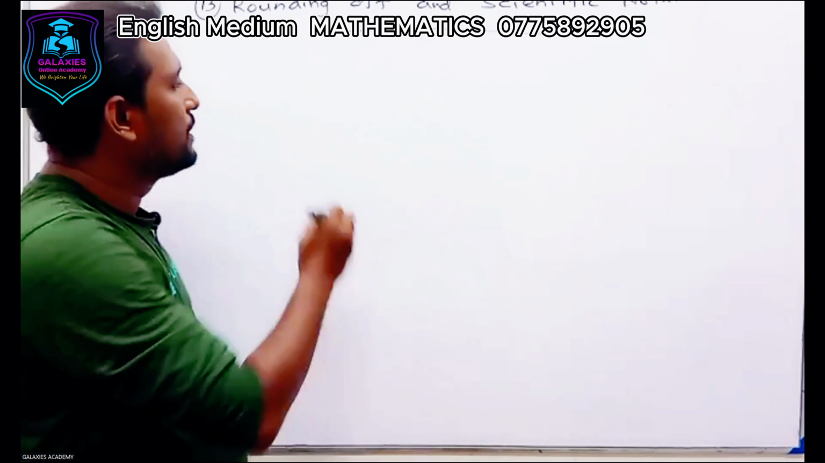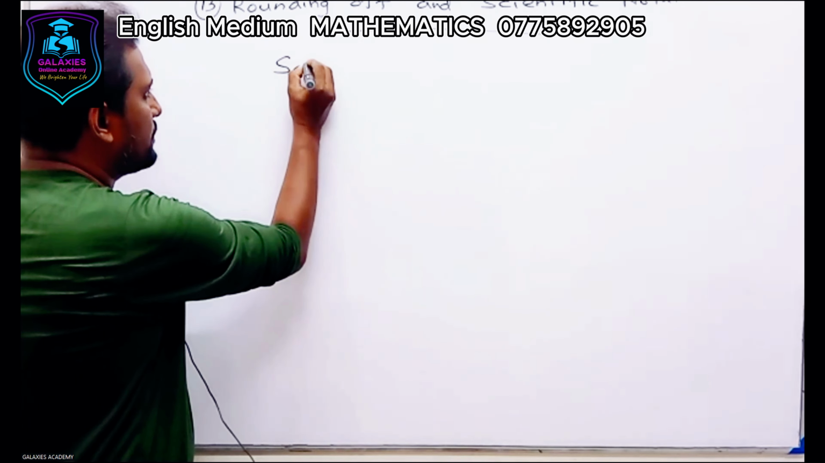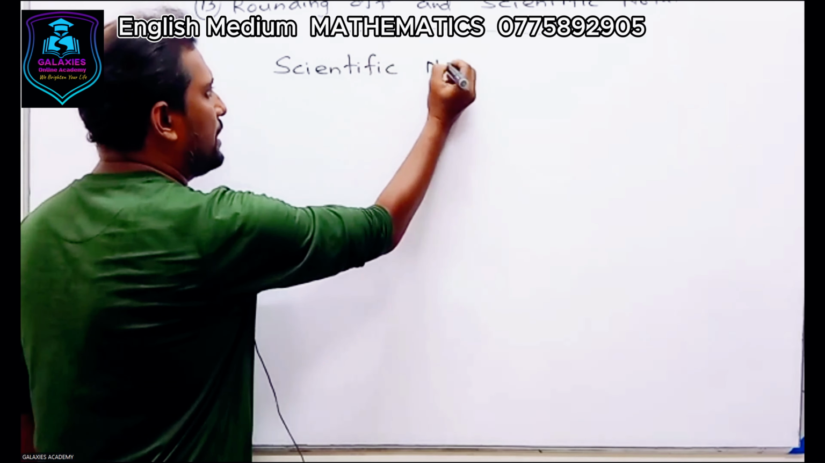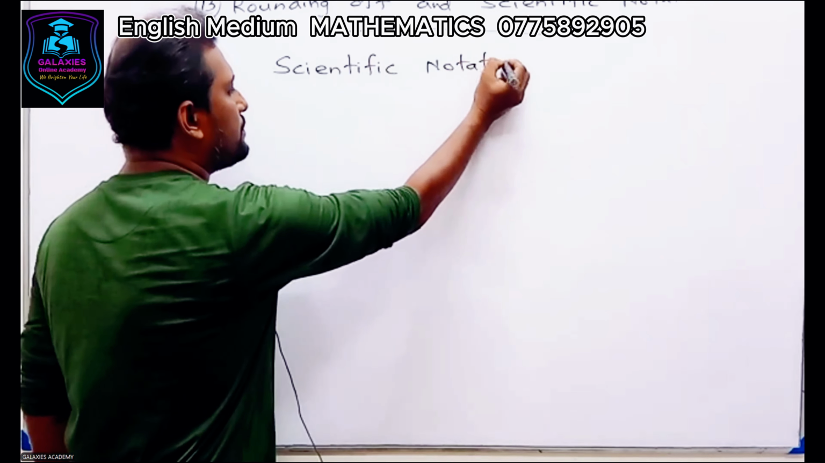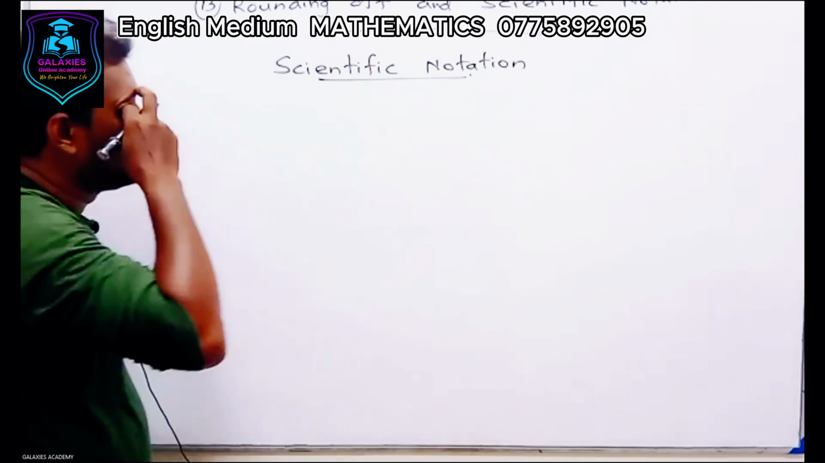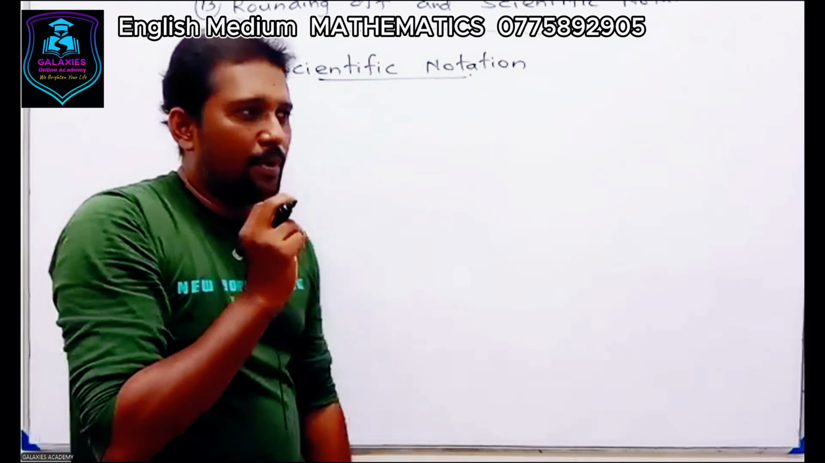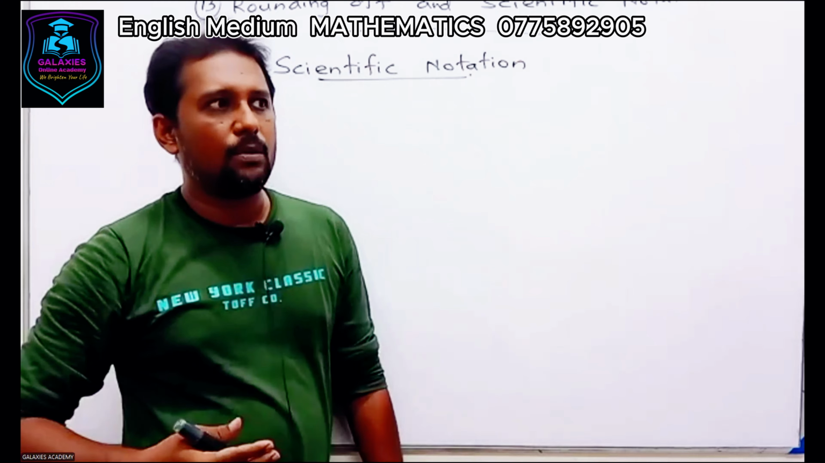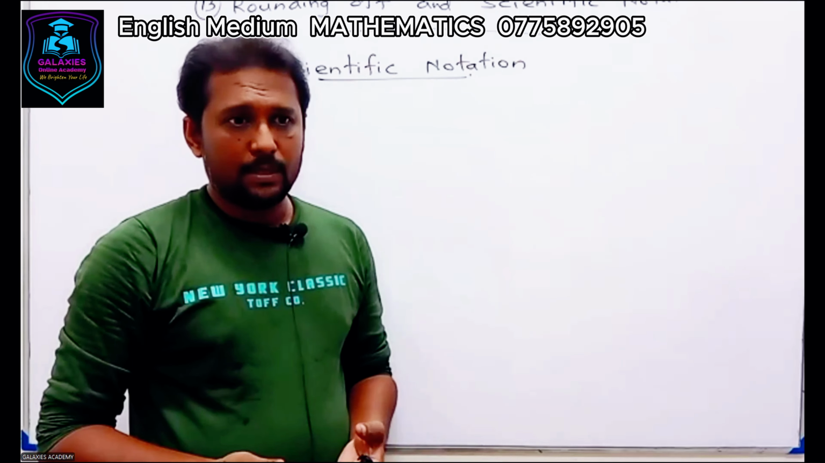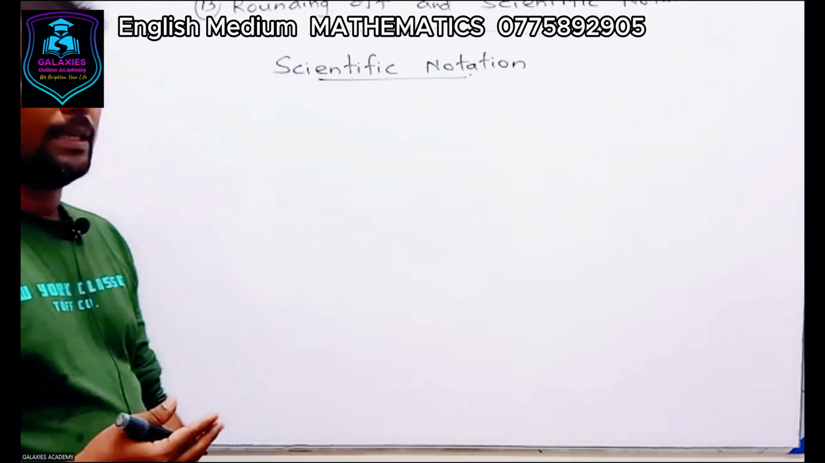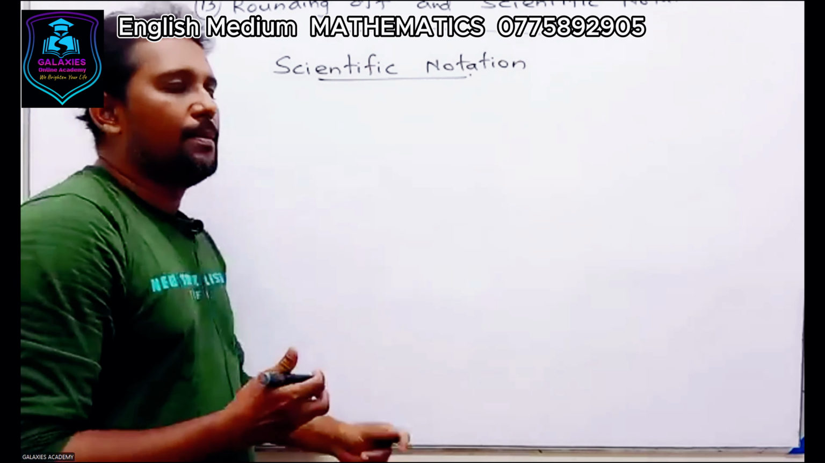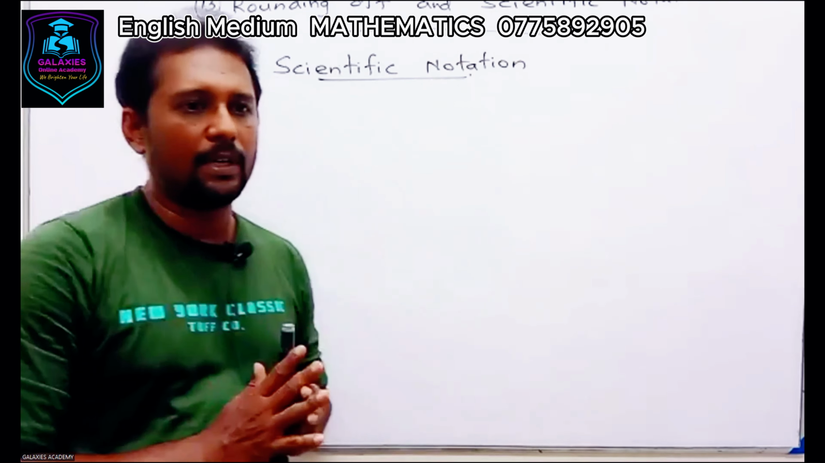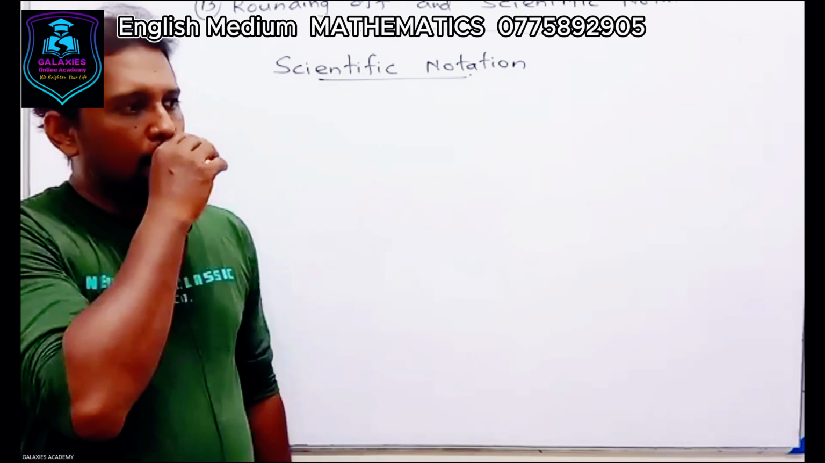Notation. Subtopic, write down: scientific notation. This scientific notation is important for your upper classes also, right? Because you have to study logarithms in another lesson. This scientific notation is important for the logarithm parts also, right? So scientific notation is a very important part, right?